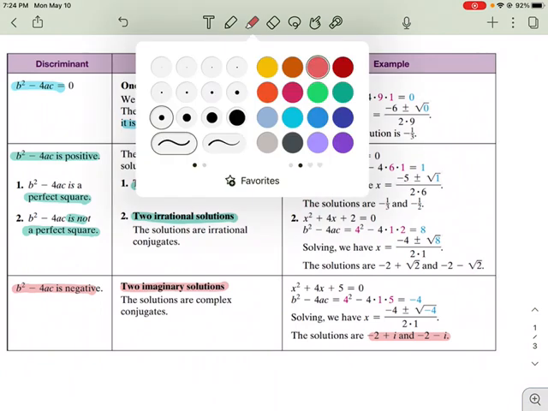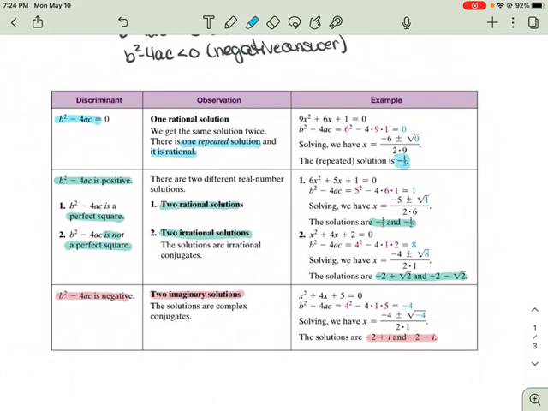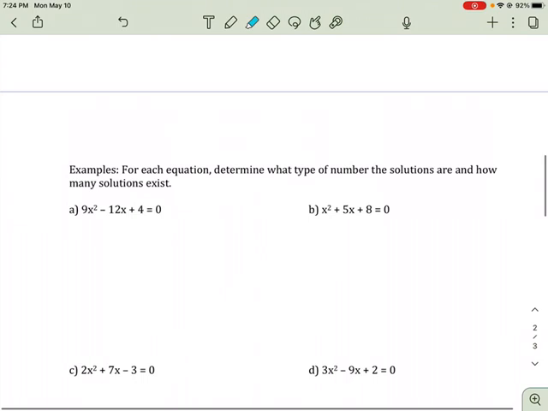Okay, so this one had the plus or minus, and then here's our rational, and then this one only had one solution. All right, so our goal is to figure out how many solutions there are and whether they're going to be imaginary with the i's, whether they're going to be rational or irrational. Okay, so let's take a look at our problems.